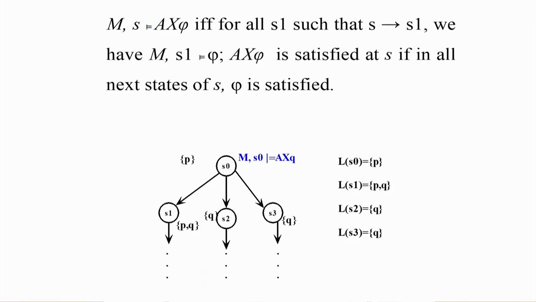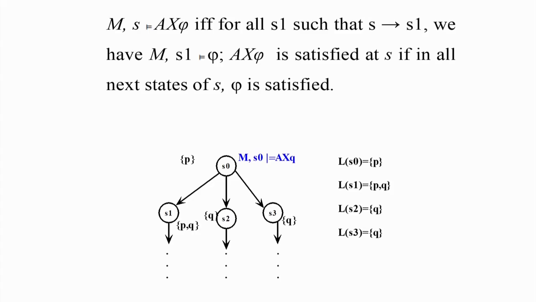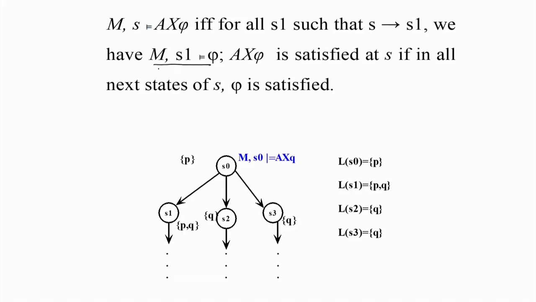Now, the logical connectives are simple. Now we have to look at the temporal connectives. One is whether M, S models AX phi. It says that M, S models AX phi, or I can say that AX phi is true in a state S of the model M, provided that in all S 1 such that there is a transition from S to S 1, we have M, S 1 models phi. That means we consider all the possible transitions from this particular state S, and whatever next states we get, if in all of those next states phi is true, M, S 1 models phi, then we can say that M, S models AX phi.